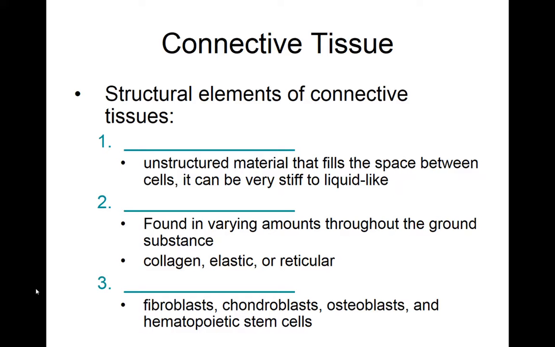We also have, outside of those cells, fibers. And the fibers vary in their amounts. They also vary in the type and the density that we have. So we have different kinds of fibers. We have collagen, elastic, and reticular fibers that we can find in our tissues. We're going to talk about each of those. Now these two things together, the ground substance and the fibers, make up the extracellular matrix. So this is the stuff outside the cells.